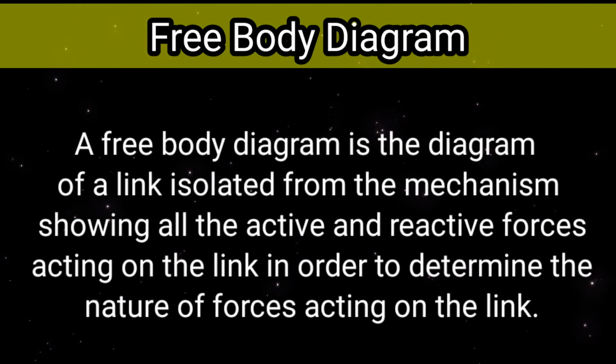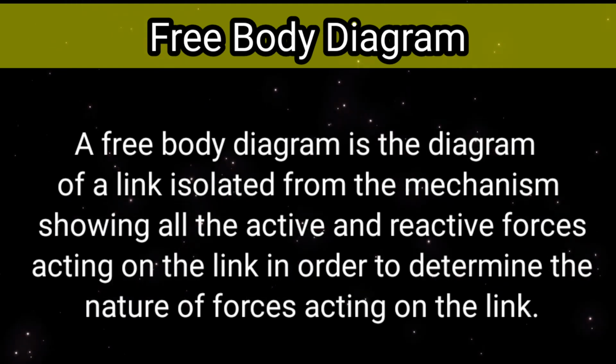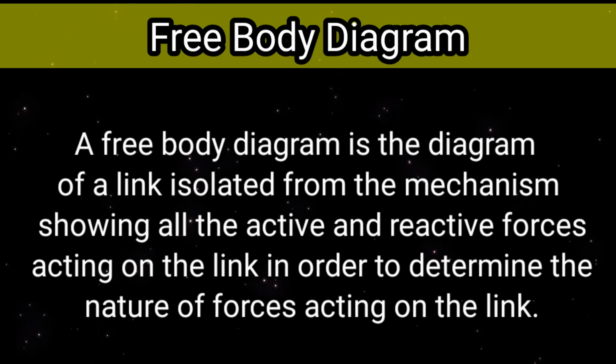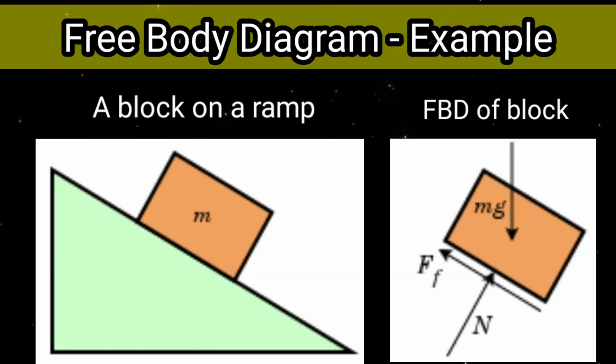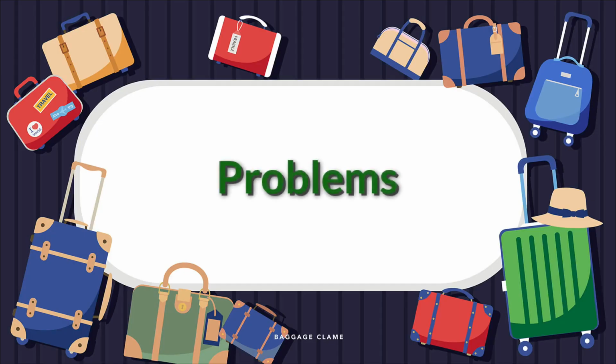Free body diagram. A free body diagram is the diagram of a link which is isolated from the mechanism, showing all the active and reactive forces acting on the link. The example, a block on a ramp, is on the left side, and the free body diagram is shown on the right hand side. Now let us do some problems in static force analysis.